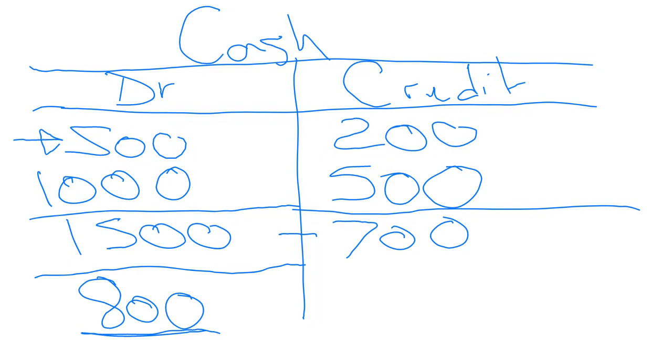Essentially, your general ledger accounts are just ways to record all of the changes that are happening in that account. Does anybody have any questions, or maybe there's something I can clarify a bit better?